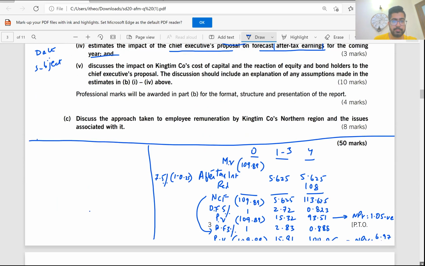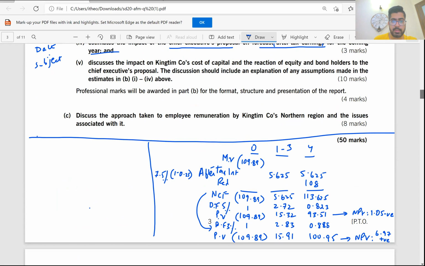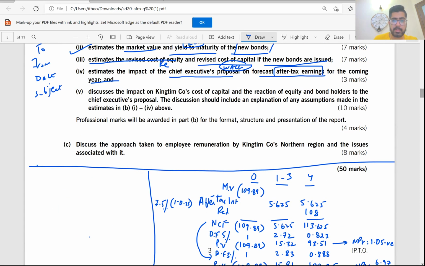So let's find the impact of CEO's proposal on after-tax earnings. Now, CEO's proposals will result in earnings. 60 million invested, they will give you 10% return. 60 million invested, 10% return, but that's pre-tax.